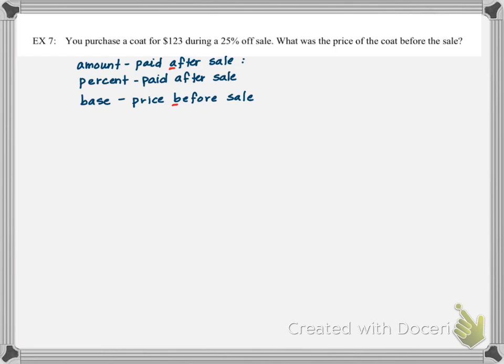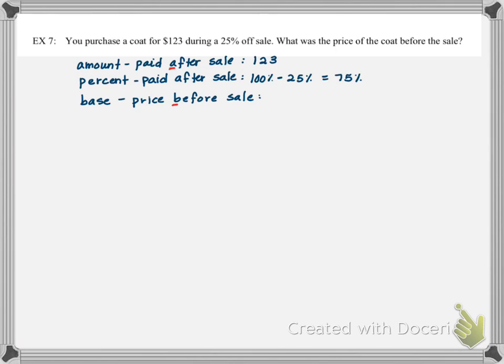So do we know how much we paid after the sale? Yeah, that's the 123, right? What percent do you pay after the sale? Are you paying 25%? 75. You pay 75%, right? Because we start with the price of the item, and then there's a 25% discount, which means that the percent that we actually have to pay for is 75% of the original price.